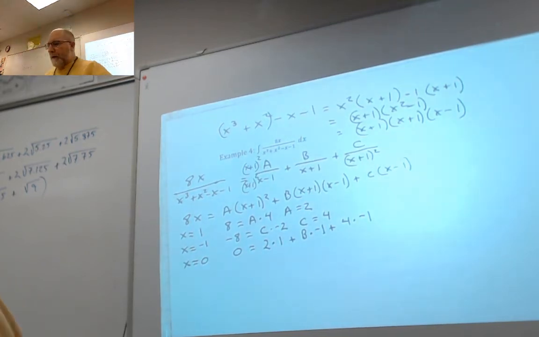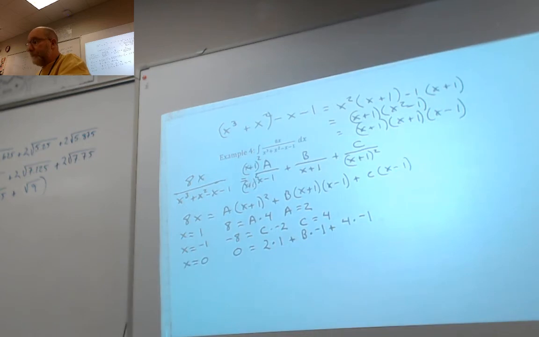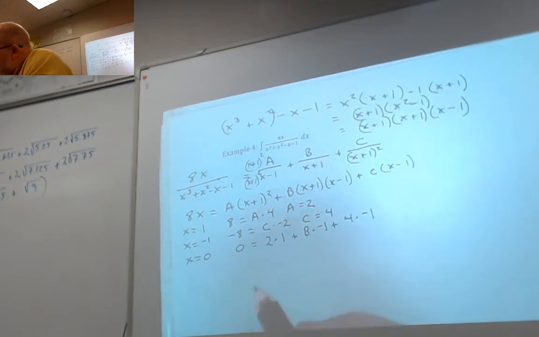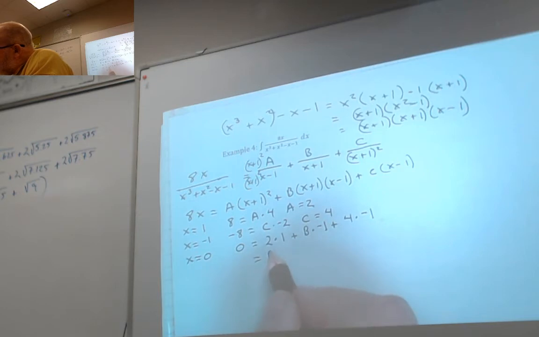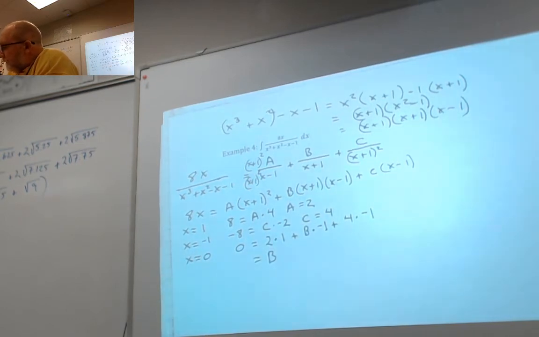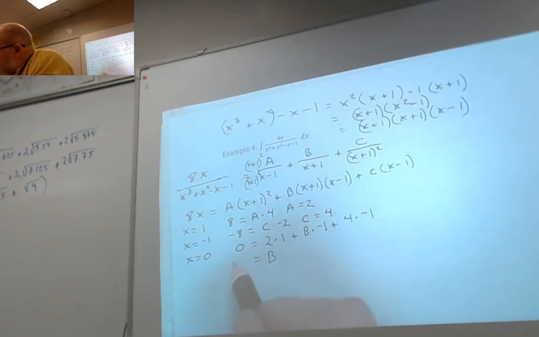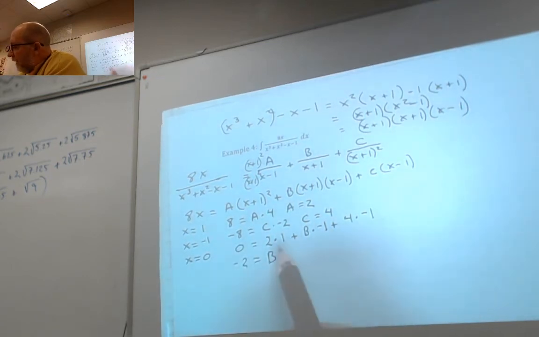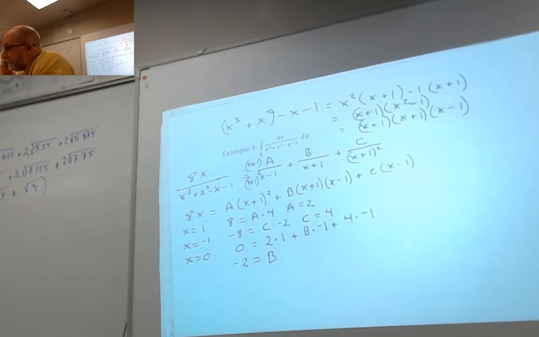Are we all right with that? What do we get? What's b equal to? I got b equal to a -2 also. Right? You would add these together, you'd get -2. B would equal -2. All right.